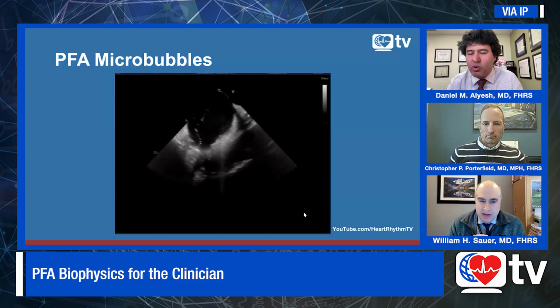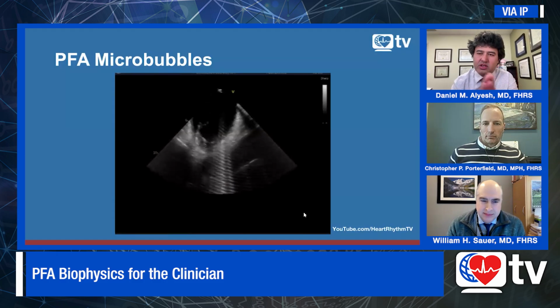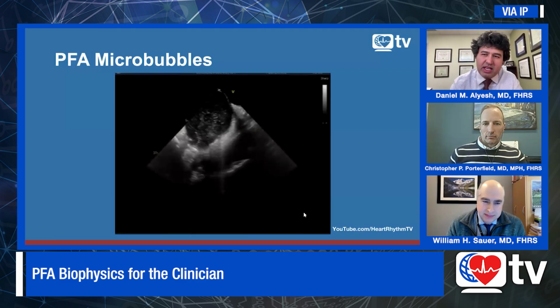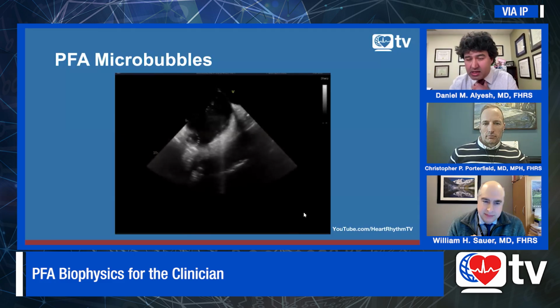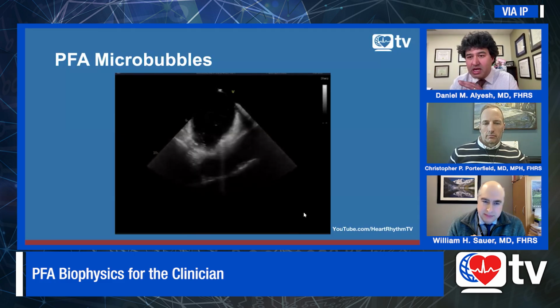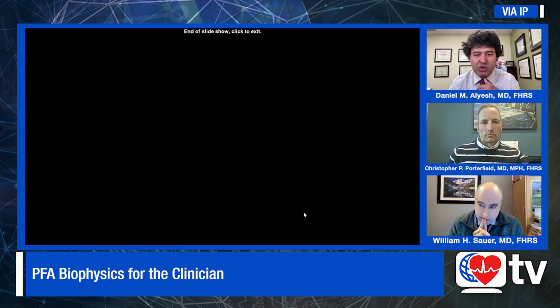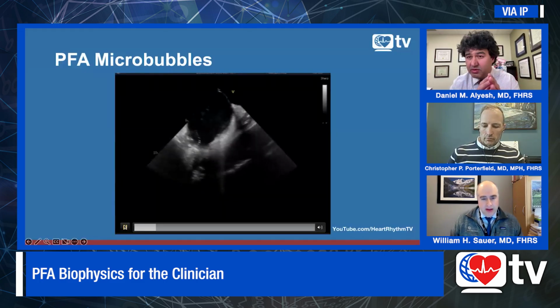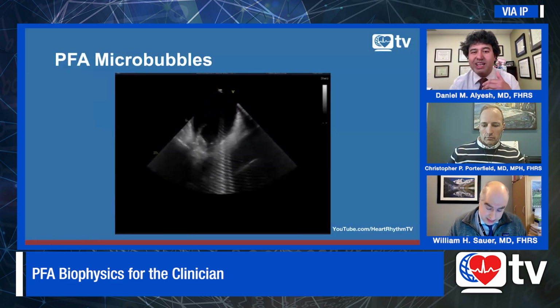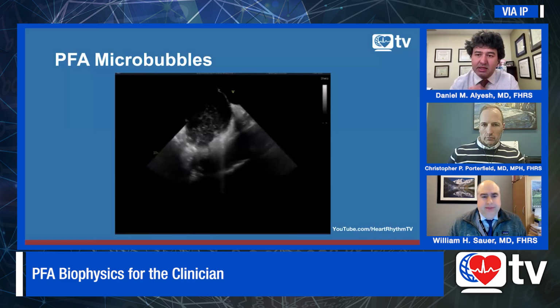So yeah, that's a very important point, and I think we'll shift our discussion now. We're playing an ICE image, ICE-guided PFA, which I think in the current construct is the way to go. You've got to guide each one of your lesions with ICE. But if you've guided your lesions with ICE, you've seen this phenomenon before, the PFA microbubble phenomenon. Will you describe the ICE image for the viewers and listeners, and then talk a little bit about what is the mechanism behind this?